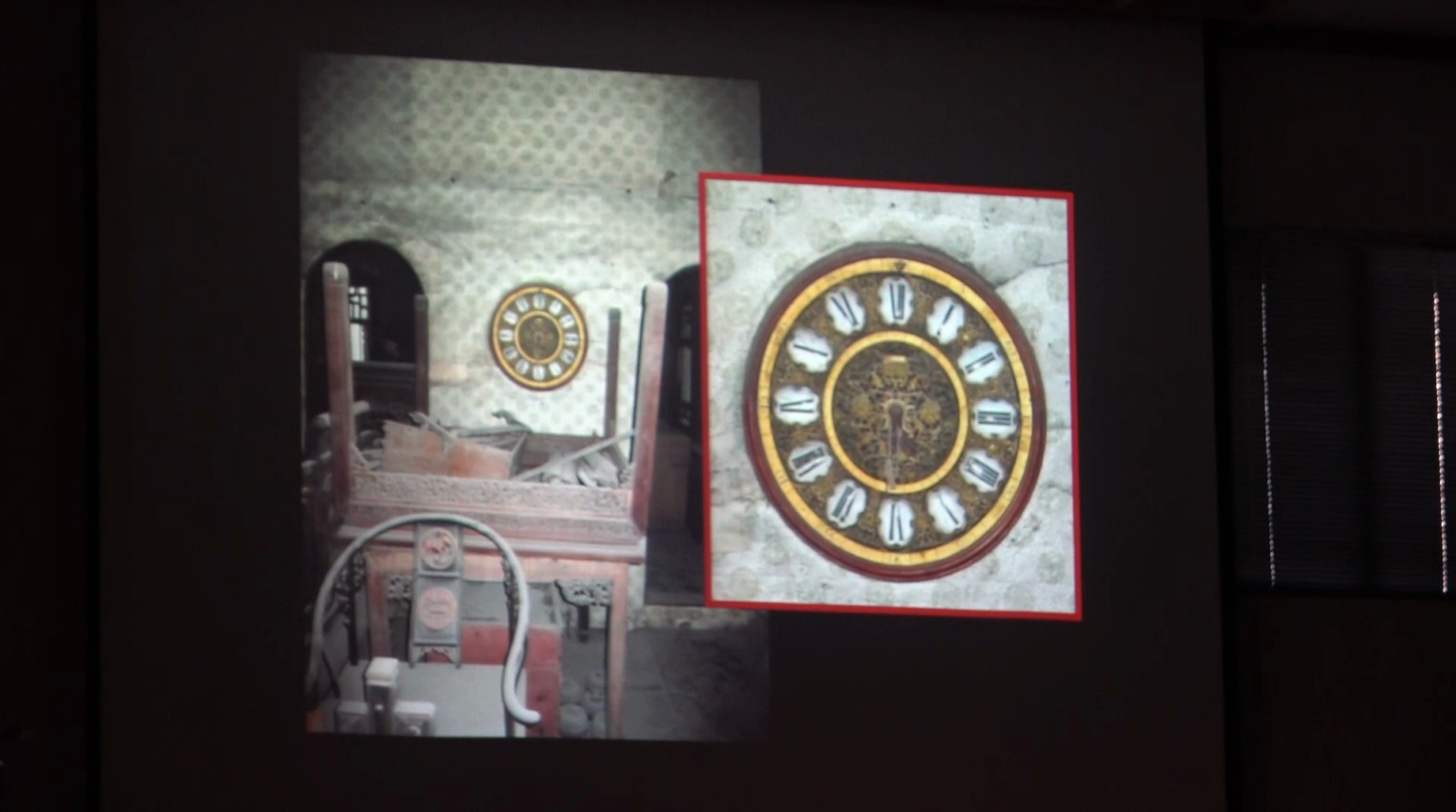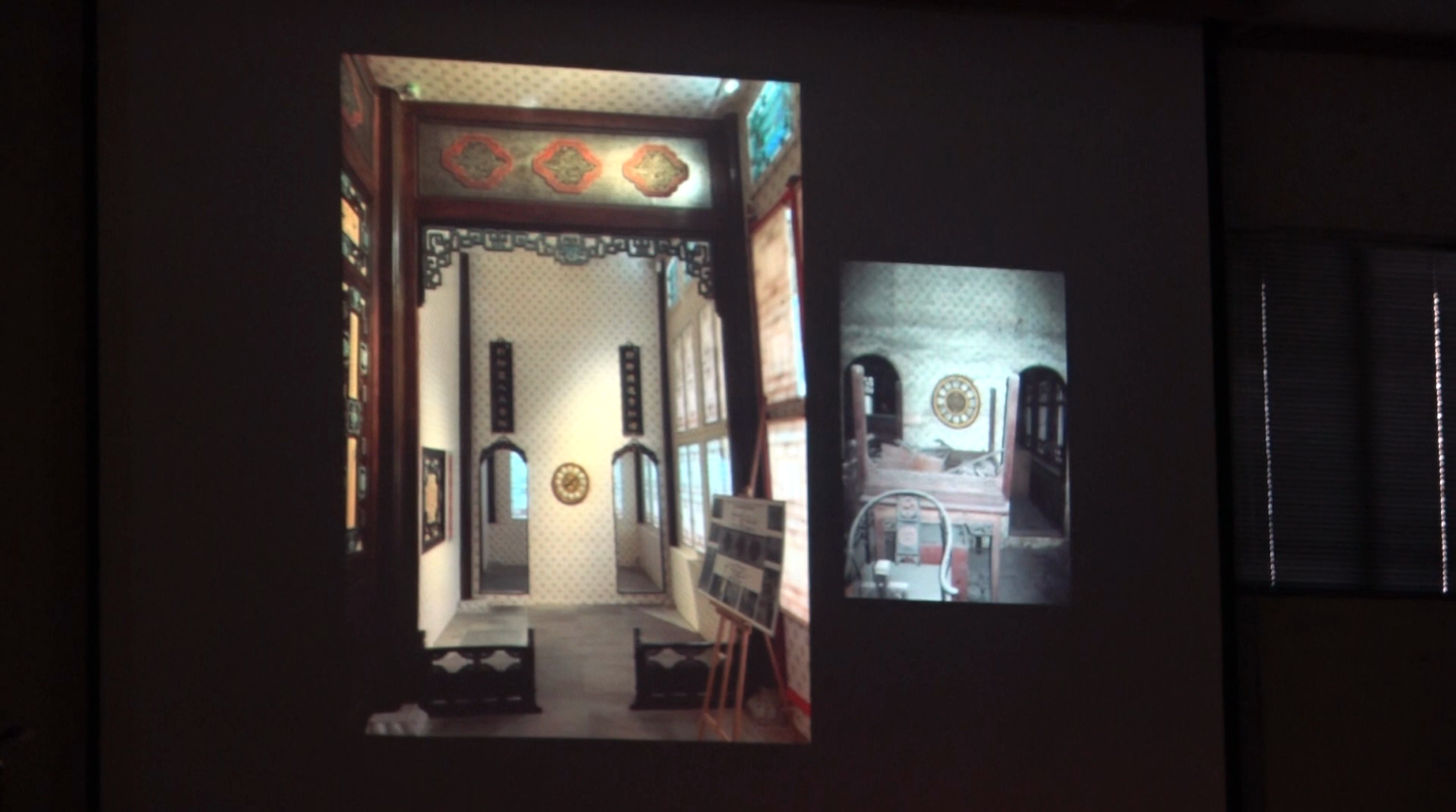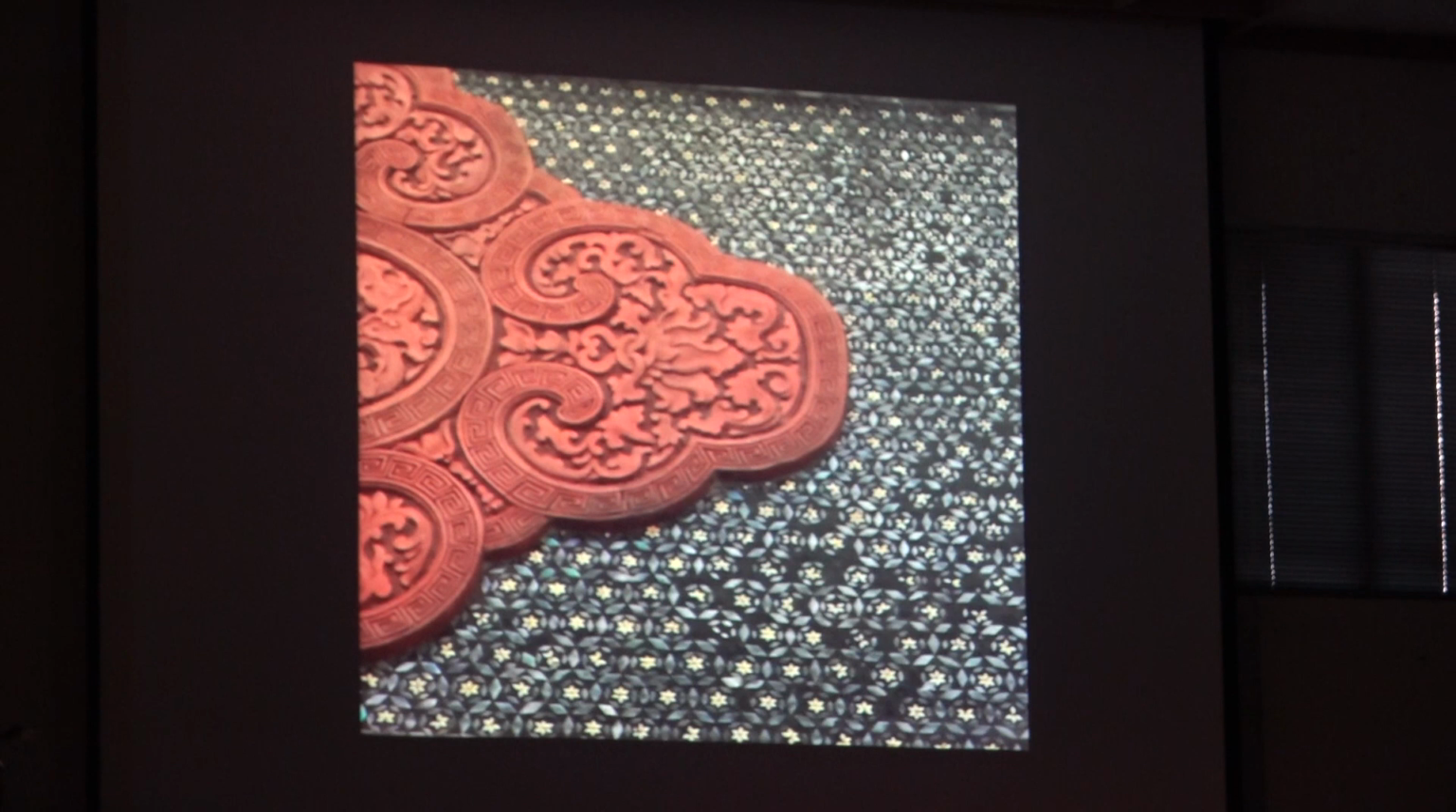And this one, we know, was actually made in the palace because it says right on it, made during the Qianlong era in Chinese. This is what that area looks like today. We are slowly working our way through the buildings of the garden to restore them all. And I just wanted to show you a few more details of the workmanship in here.